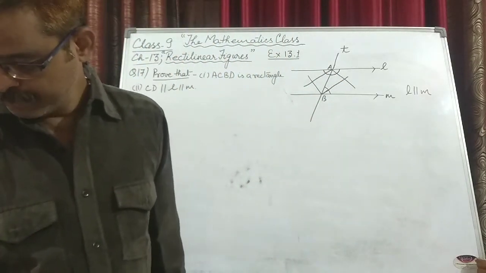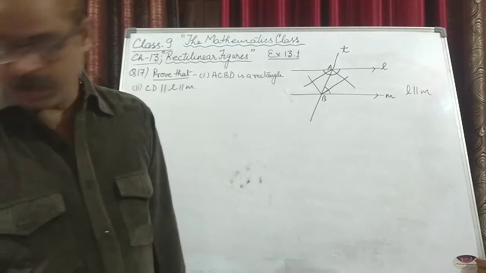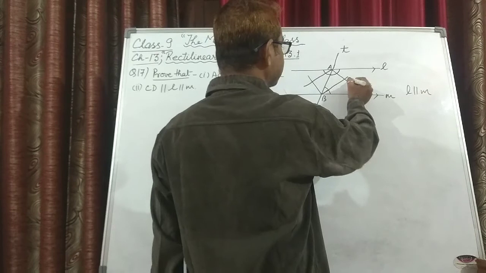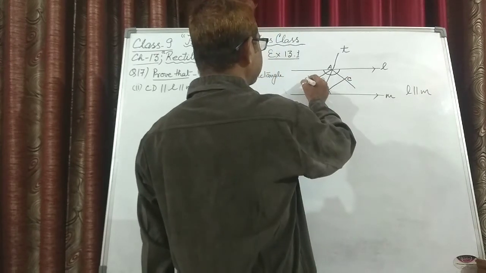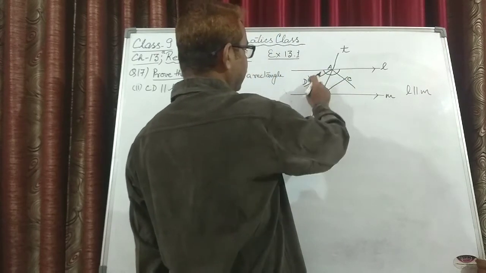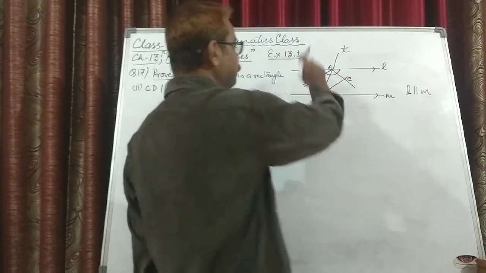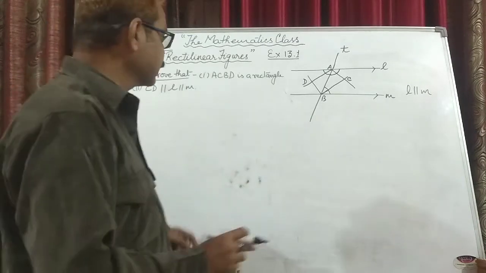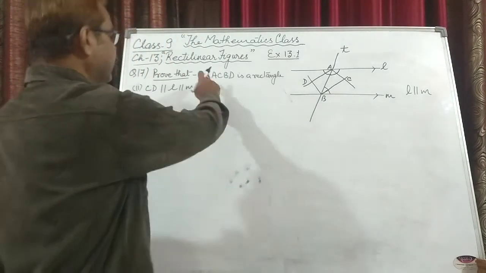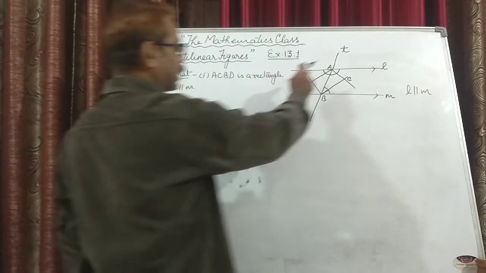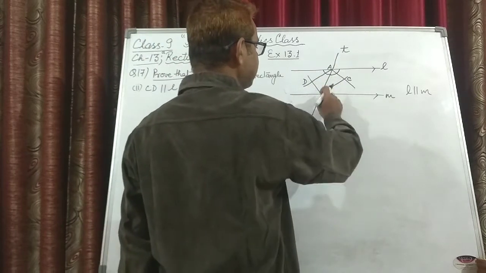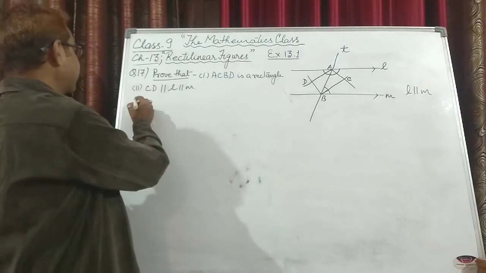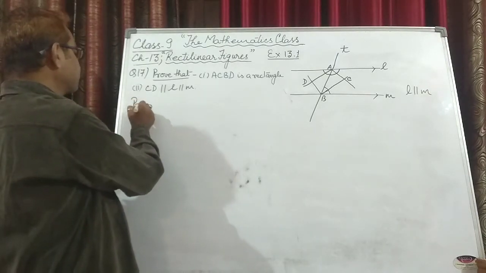Now what do they say? The four bisectors form a quadrilateral ACBD. A, this point is C, B and D. These four bisectors, AD, AC, BC and BD, form a quadrilateral. First thing, we have to prove that ACBD is a rectangle. Right now it is a quadrilateral. So we are moving on to the proof.